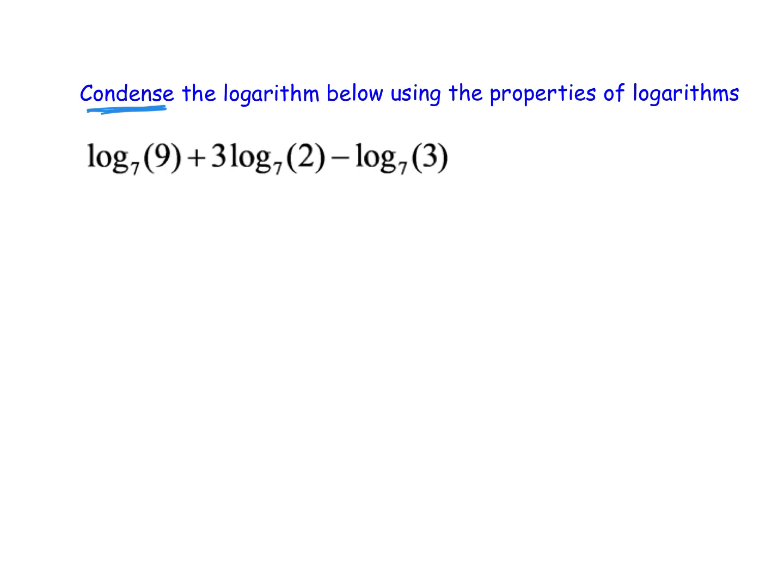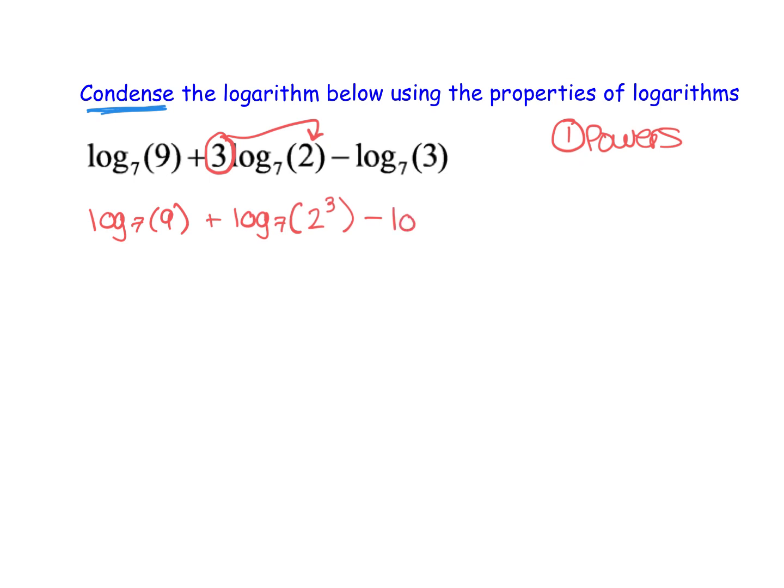So when we need to condense logarithms, we're always going to start by dealing with any powers that need to be pulled out in front of that logarithm. And essentially where we're going to see those is where a logarithm has a coefficient out in front of it. So here I can pull that into my problem. So here the log base 7 of 9 isn't going to change, but now I have log base 7 of, when that 3 goes into the log, it becomes 2 to the power of 3, and then I have minus log base 7 of 3.